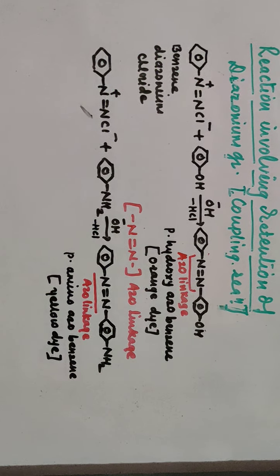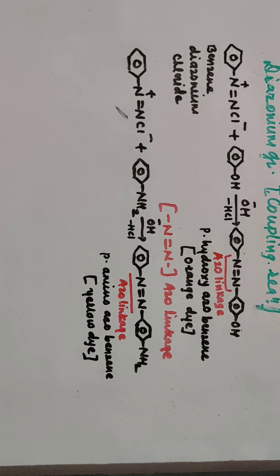So the color is due to what? As they absorb in the visible region of electromagnetic spectrum, they get color. Why? Because they have an extended conjugate system in which two benzene rings are joined together by azo linkage. So para amino azobenzene has yellow color, so it is a yellow dye, and para hydroxy azobenzene has orange color, an orange dye. So this is a reaction involving retention of diazonium group. This is also called a coupling reaction.